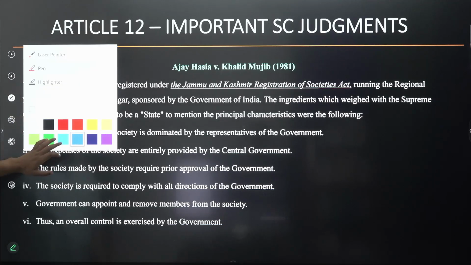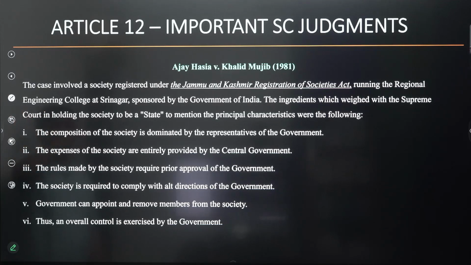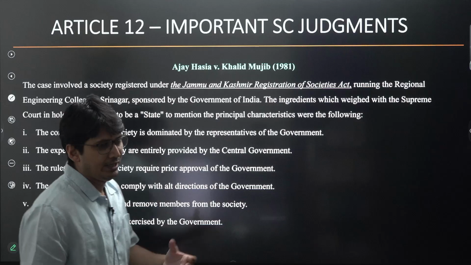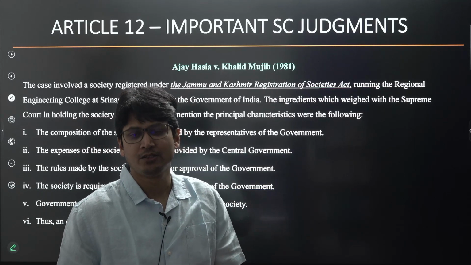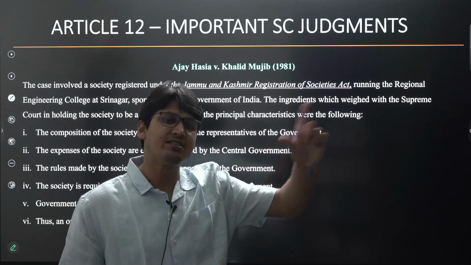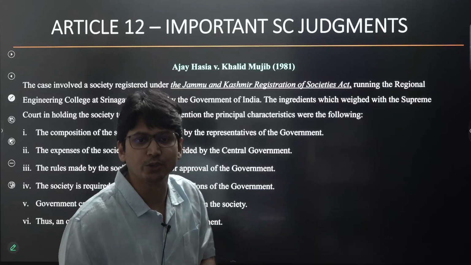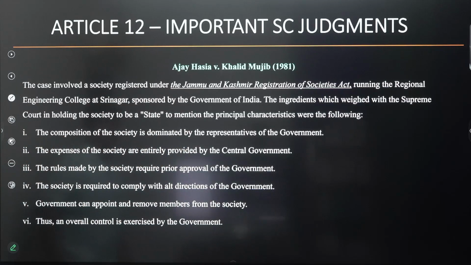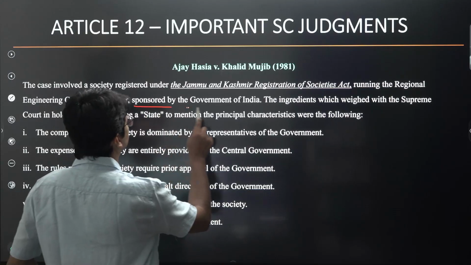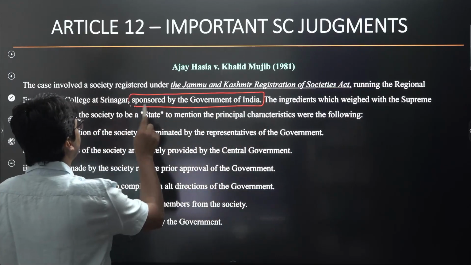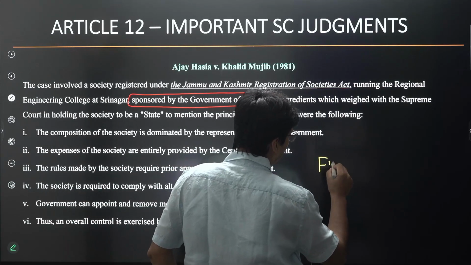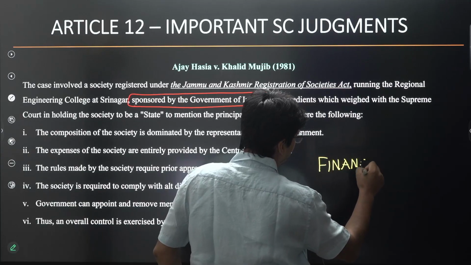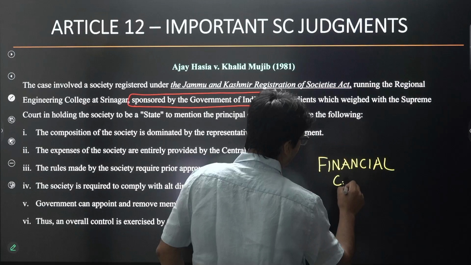In Ajay Hasia, the case involved a society registered under the Jammu and Kashmir Registration of Societies Act, and this was running a regional engineering college in Jammu and Kashmir. So an engineering college was registered under the Societies Registration Act of Jammu and Kashmir at Srinagar, and this was sponsored by the government of India. See this word, sponsored by the government of India. So definitely there was an element of financial relationship, financial control.